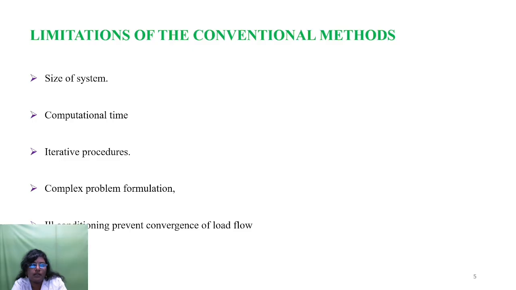Limitations means it depends upon the size of the system and it has very high computational time. If the system size is very large, it takes more computational time and more iterations to reach convergence, and it also has a complex problem solution. The main limitation is ill conditioning. Ill conditioning means that if the Jacobian matrix reaches the zero condition, we call the system ill conditioned. So these are the limitations of the conventional side.